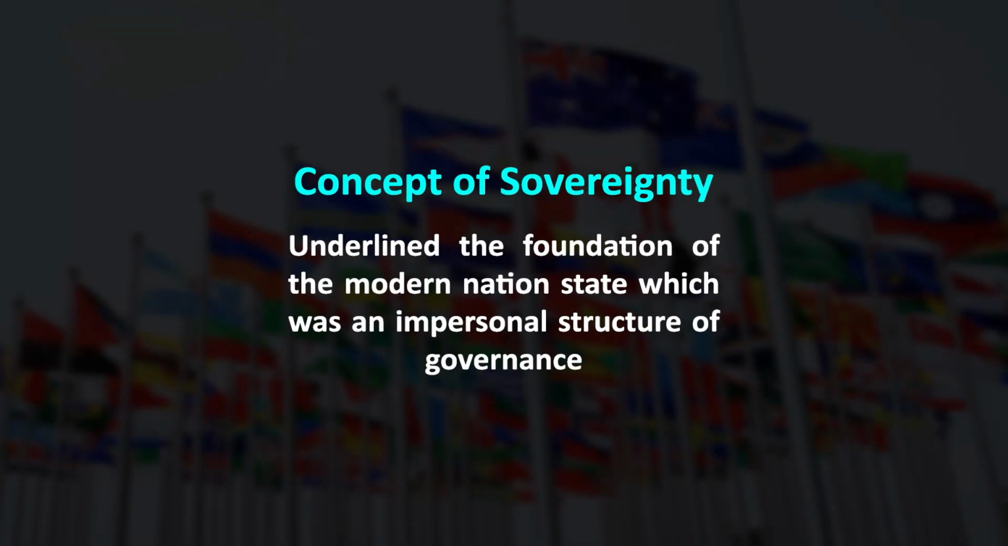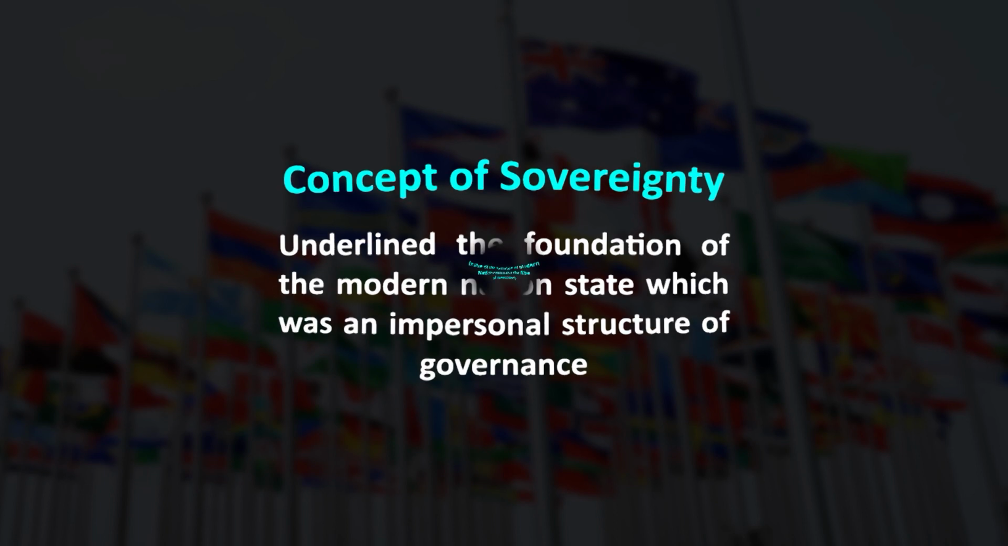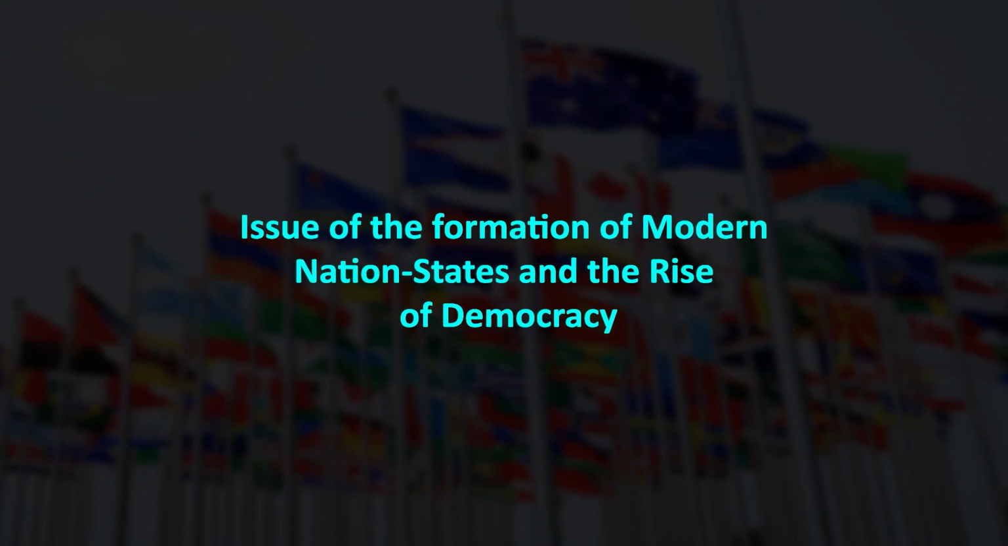In due course, with the rise of the notion of popular sovereignty, there was a push for accountability of rulers and democratic governance. Importantly, the concept of sovereignty underlined the foundation of a modern nation state, which was an impersonal structure of governance. Now, dear students, let us briefly discuss the issue of formation of the modern nation state and the rise of democracy. It is argued that the development of the modern state and its evolution into a representative liberal democracy in Western Europe was a result of many factors and processes.